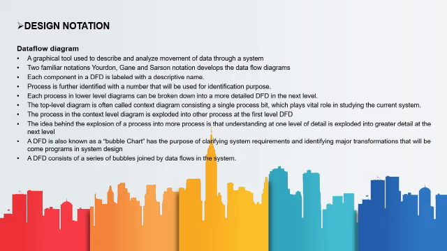Each component in a DFD is labeled with a descriptive name. A DFD, also known as a bubble chart, has the purpose of clarifying system requirements and identifying major transformations that will become programs in the system design. A DFD consists of a series of bubbles joined by the data flow in the system.